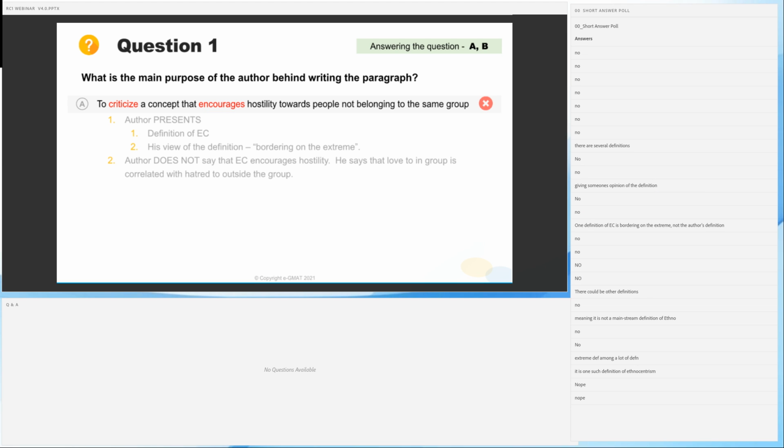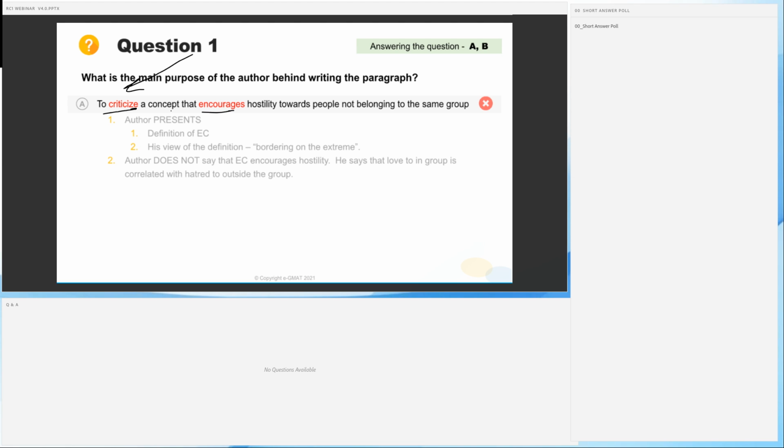Choice A says to criticize the concept that encourages hostility towards people not belonging to the same group. The stuff in red is what's wrong here. First of all, the author doesn't say EC is bad or good, so we can't say the author criticized EC. And as per the information in the passage, we can't say that EC encourages hostility. Then it says to be more hostile towards people who are not in the same group.